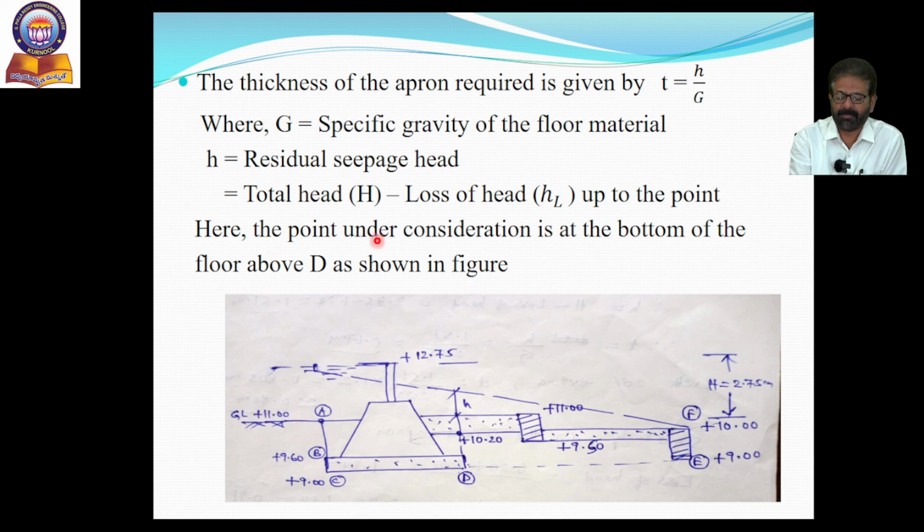Here in the present case, the point under consideration is the bottom of the floor above the D, as shown in the figure. Here we are going to calculate the small h, that is, the residual seepage head. Capital H, 2.75, is already known. Loss of head is to be determined. Once you know this loss of head, by subtracting this HL from total head H, you will get the small h value. That much procedure we have to follow.